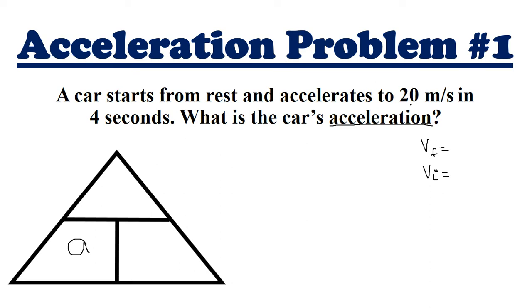Now we look at there should be 3 more values we need. We have 20 meters per second, we got 4 seconds, but I don't see another number up here. But I do. It says a car starts from rest. Rest means 0 meters per second. So we know our time, and time goes right here in the formula.